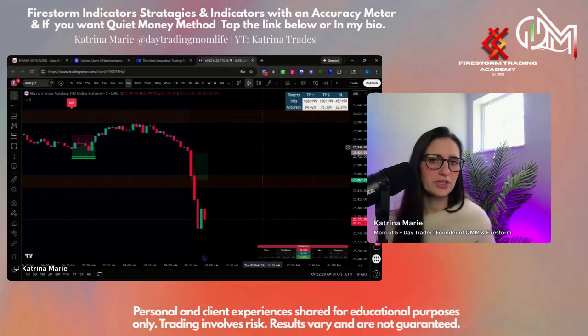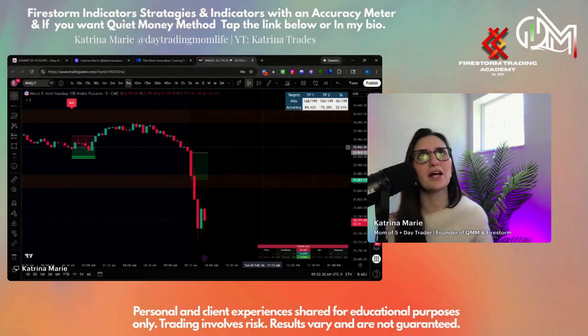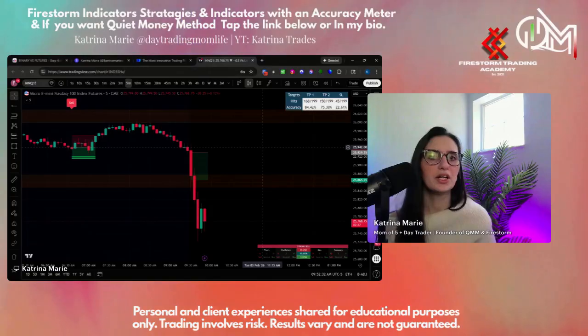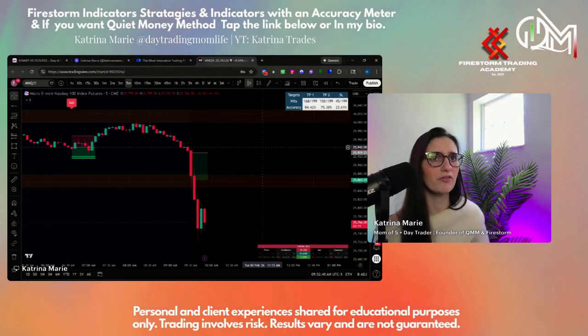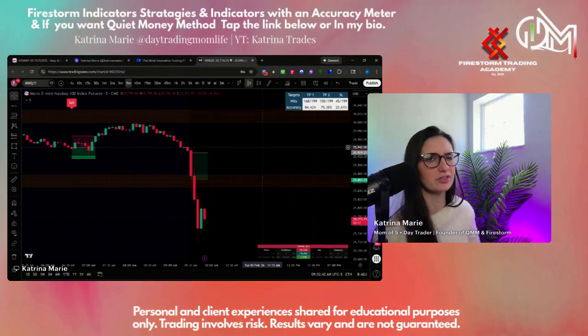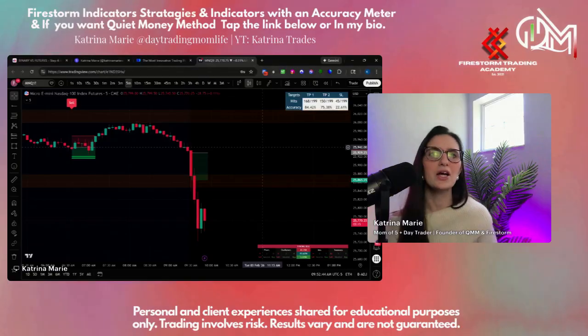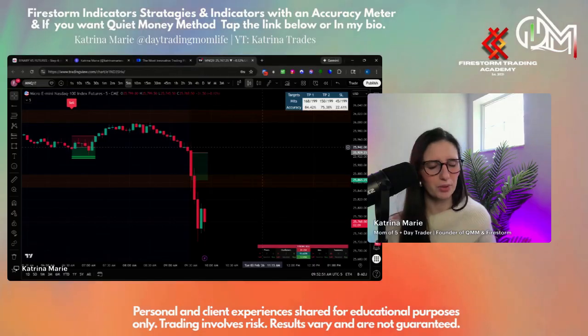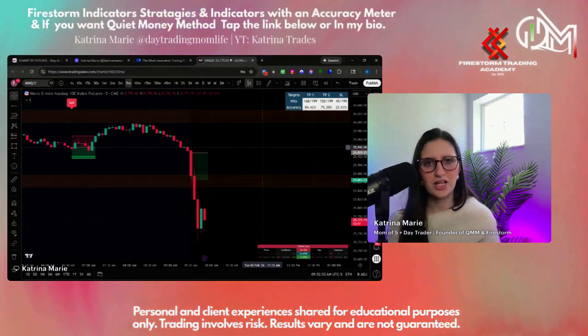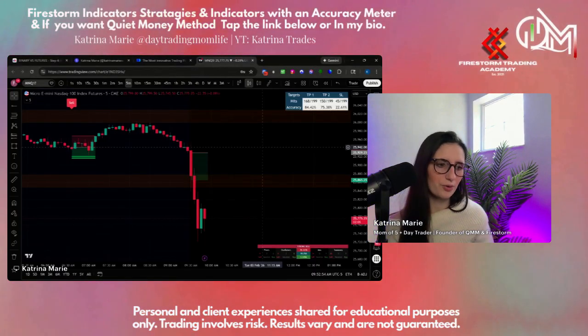Whether you go with Top Step or Apex, and I go over this inside of the Quiet Money Method and actually inside of the Firestorm indicators. I go over Apex inside the Firestorm indicators because it's a little more complex. And for beginners, I go over Top Step, because Top Step is very user-friendly, a very good platform, and it allows you to have 5 accounts in total.